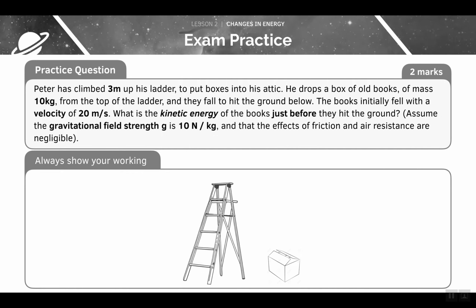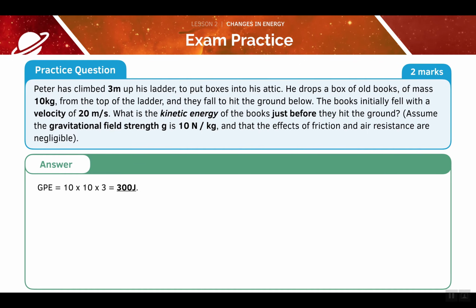What is the kinetic energy of the books just before they hit the ground? Assume that the gravitational field strength is 10 newtons per kilogram, and the effects of friction and air resistance are negligible. See if you can have a go before we work through the answer step by step. The kinetic energy of the books just before they hit the ground is 300 joules. Let's see how we got to this number.